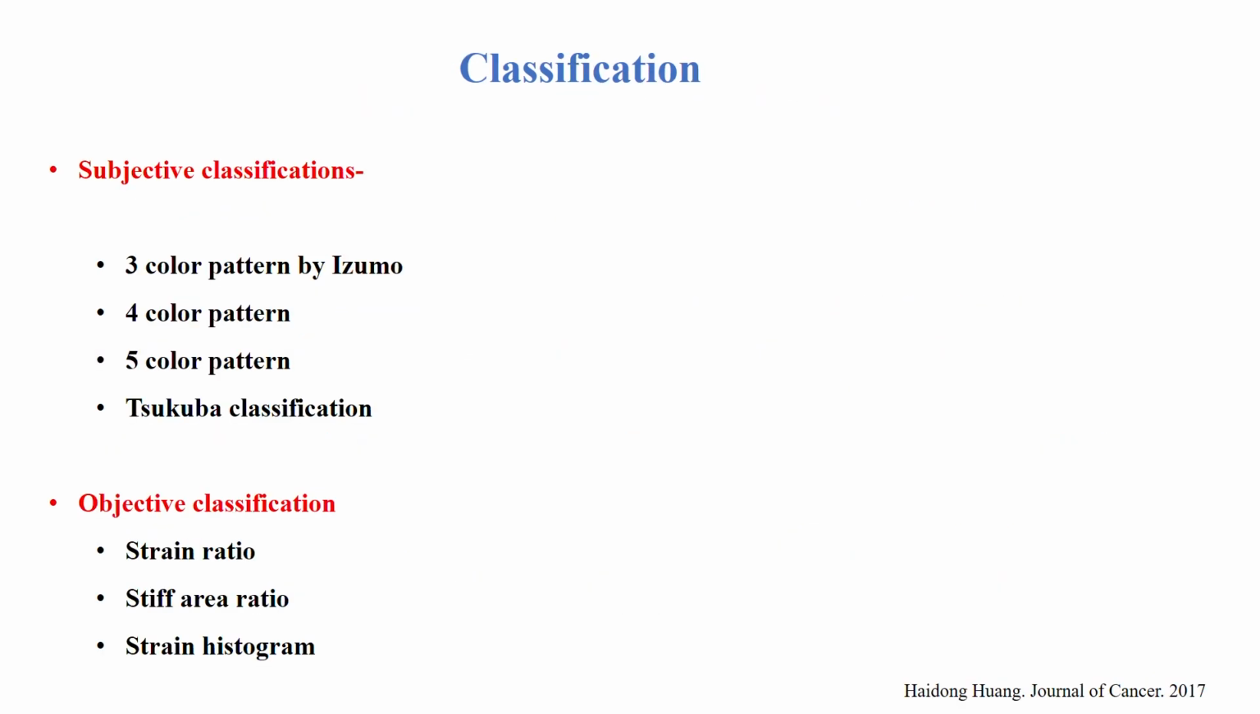Depending upon the elastic properties of the nodes, there is a subjective classification and there are also objective classifications. You can have a 3-color pattern, which has been proposed by Professor Izumo. You can have a 4-color pattern, you can have a 5-color pattern, and you can have the Tsukuba classification of elastography to understand how you really classify whether it is a probable benign or a probable malignant lymph node. In addition to this, we also have certain objective classifications. We look into the strain ratio, we look into the stiff area ratio, and we look into the strain histogram.